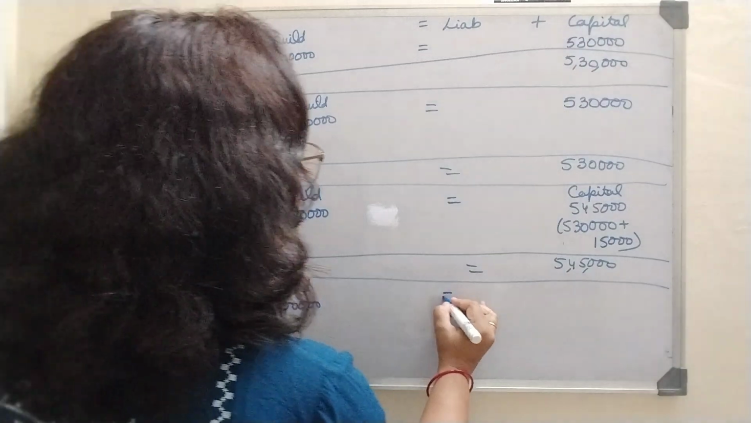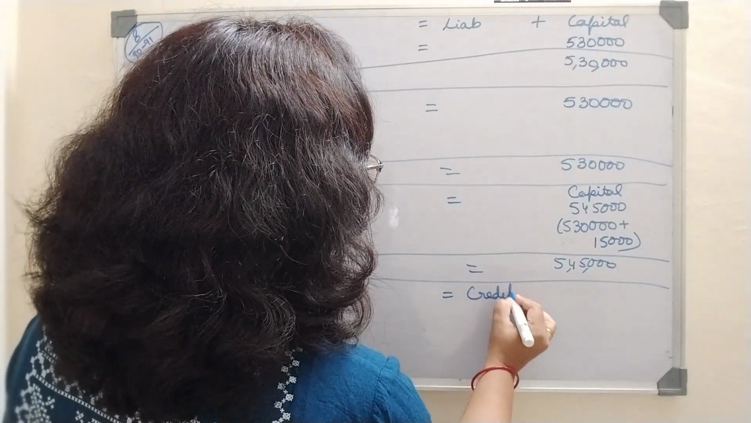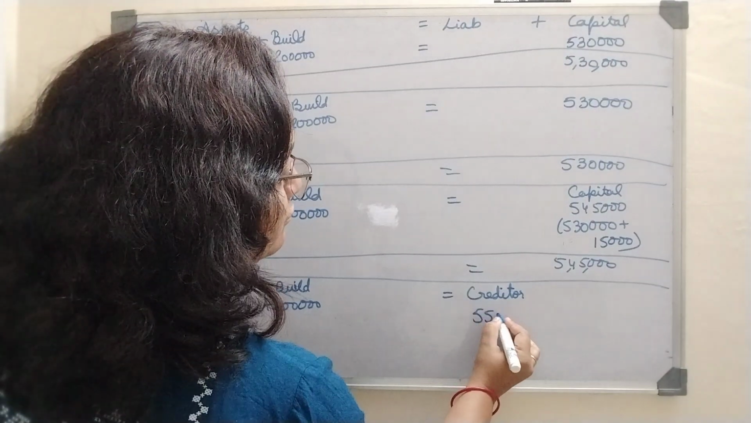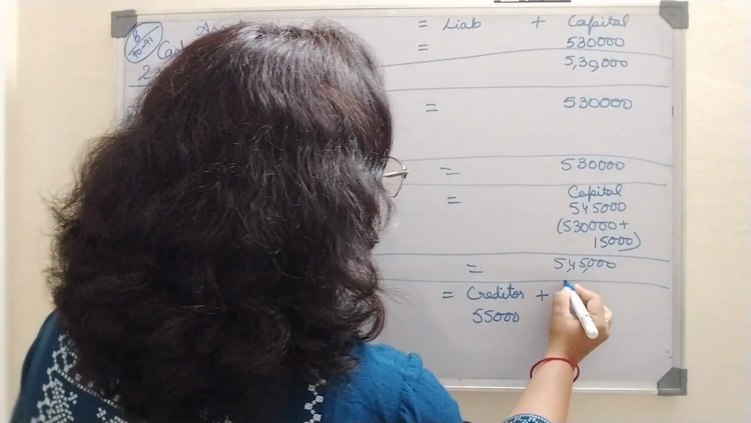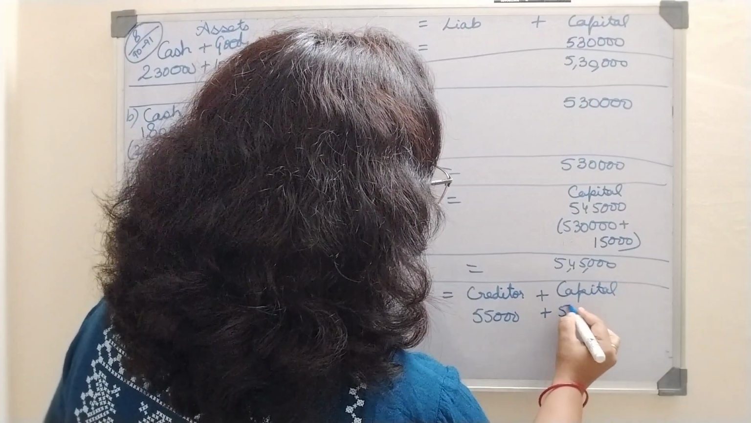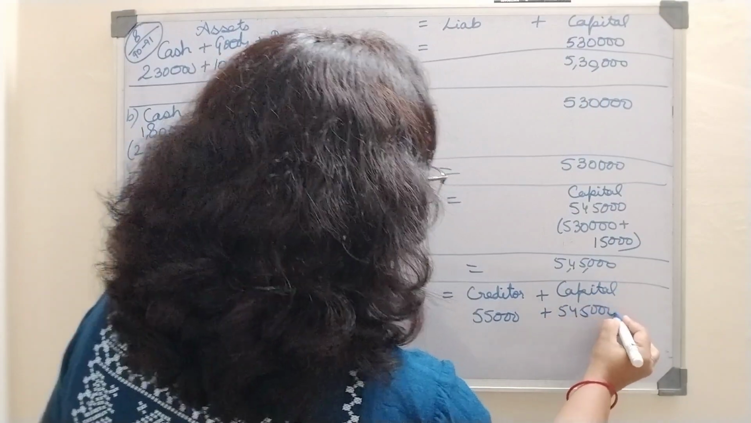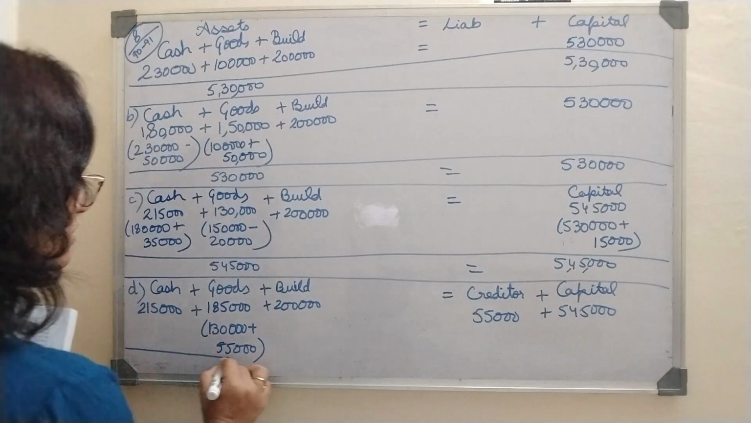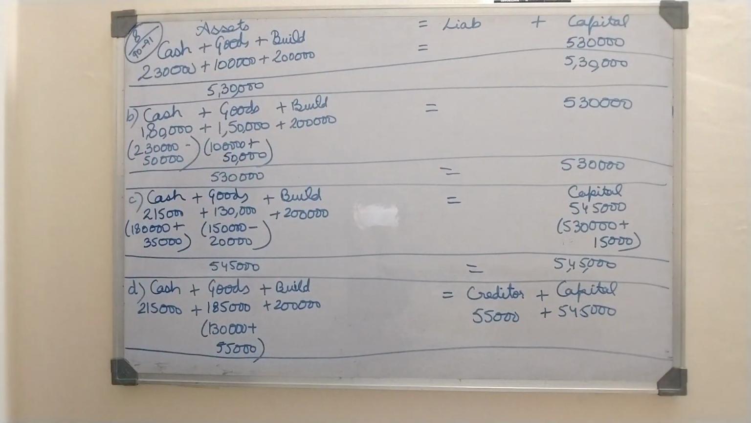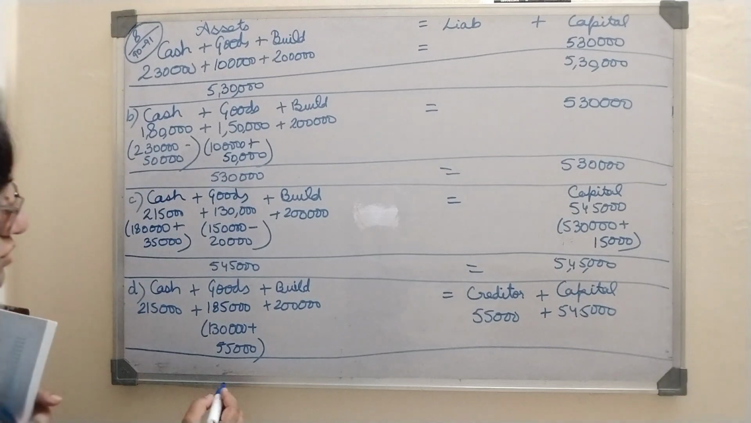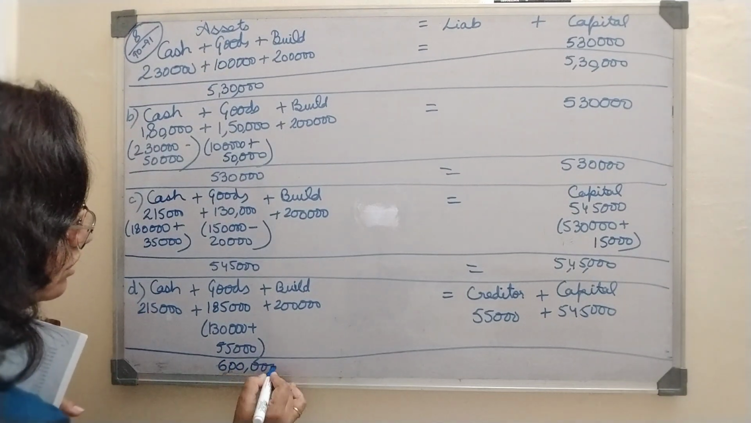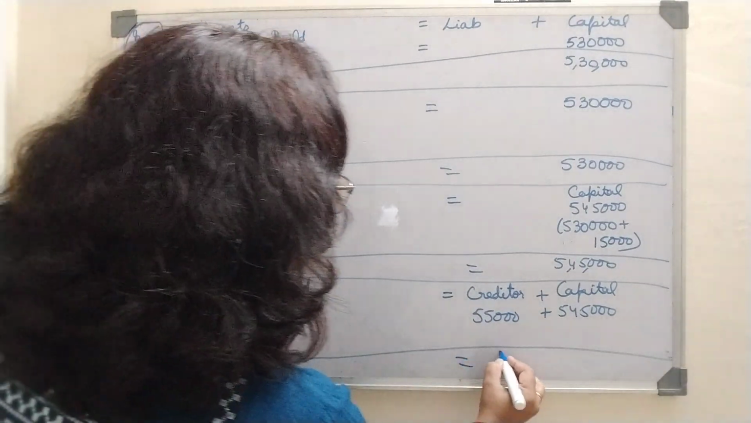And over here a creditor is increased. Creditor, we have purchased for 55,000, plus capital 5,45,000. So with this LHS is equal to RHS, it comes to 6 lakh, the total of both the sides.